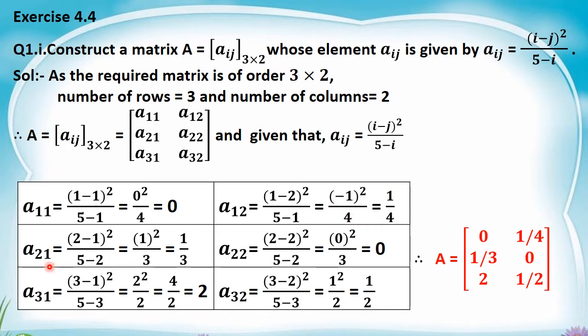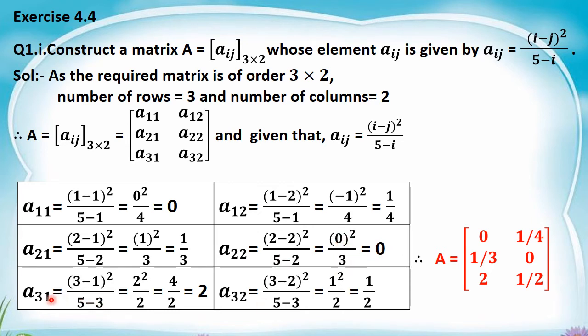Then a21: 2 minus 1 the whole square upon 5 minus 2. Just substitute the values 2 and 1 in this formula. 2 minus 1 is 1, and 1 square is 1. Here i is 2, so 5 minus i means 5 minus 2, which is equal to 3. So 1 upon 3. a22: 2 minus 2 the whole square upon 5 minus 2 is equal to 0 upon 3, equal to 0.